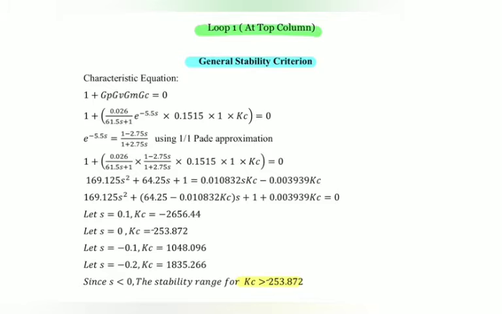We will have the characteristic equation 1 plus GP, GV, GM, GC. So we'll substitute GP, GV, GM, GC into here. Then this exponential, we can change to this one by using the 1 over 1 back approximation. Then we'll rearrange the equation until here like this.